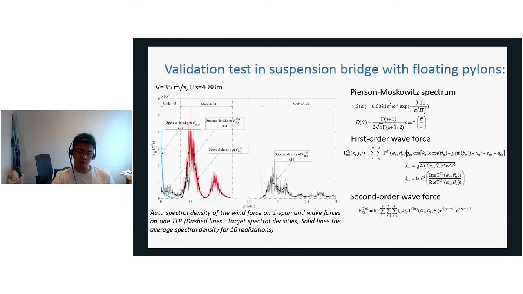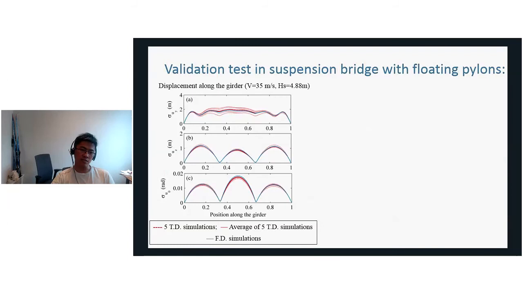We did some simulations under these environmental conditions. Here is the standard deviation of displacement in the lateral, vertical and torsional directions. The dashed lines are the five time domain simulations. The red solid line is the average of these five simulations, and the blue line is based on the frequency domain method. If you compare the blue and red solid lines, they correspond very well.